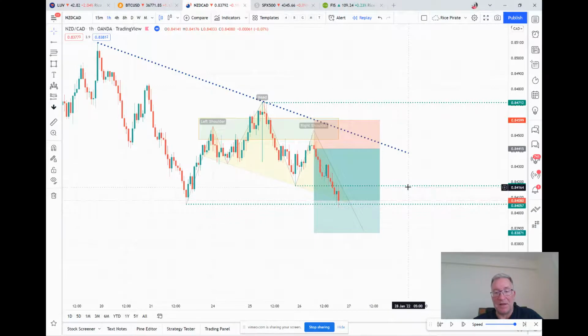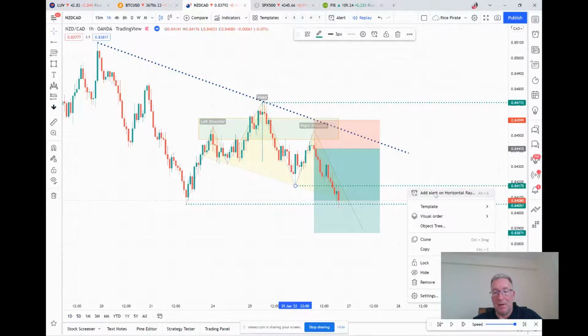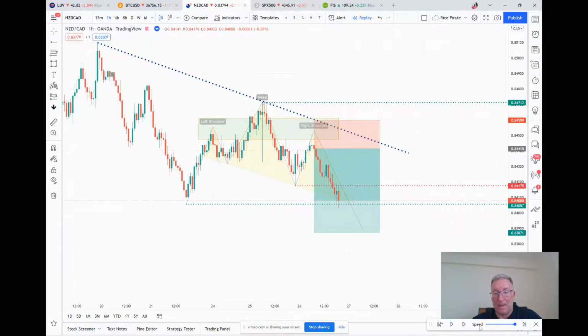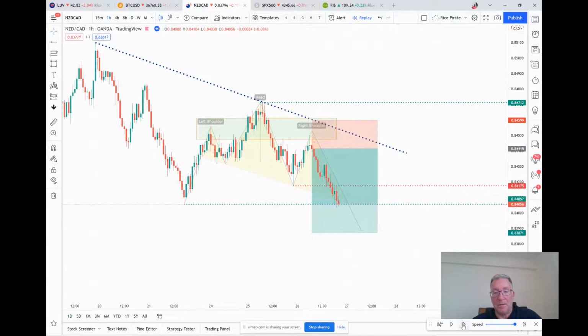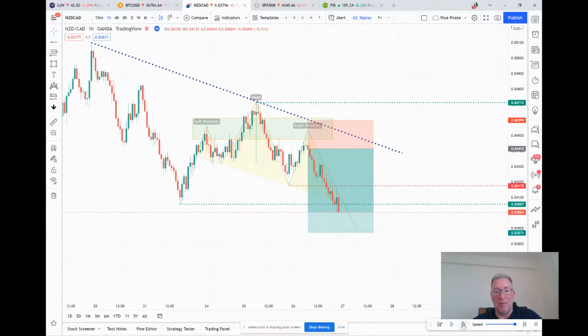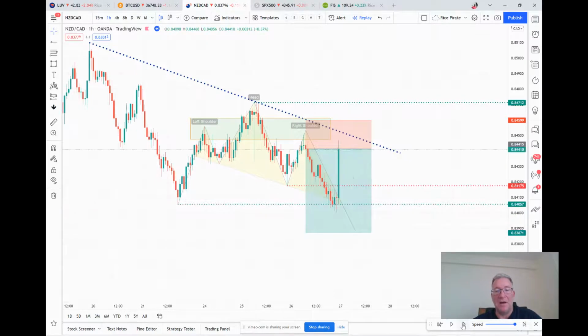At that point, my stop is right there. Sorry. So I move my stop up to that level. I'm happy it's going down, but still going down. That's where I get stopped out. Okay, so that's a successful trade. That's how you trade a Kazimoto.